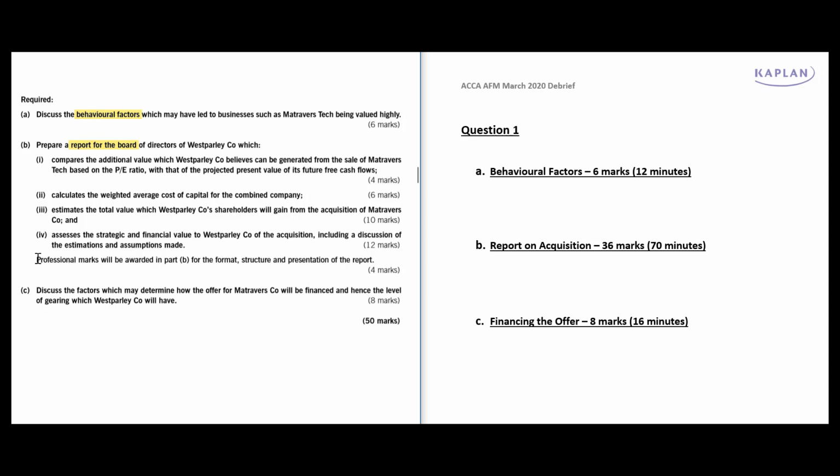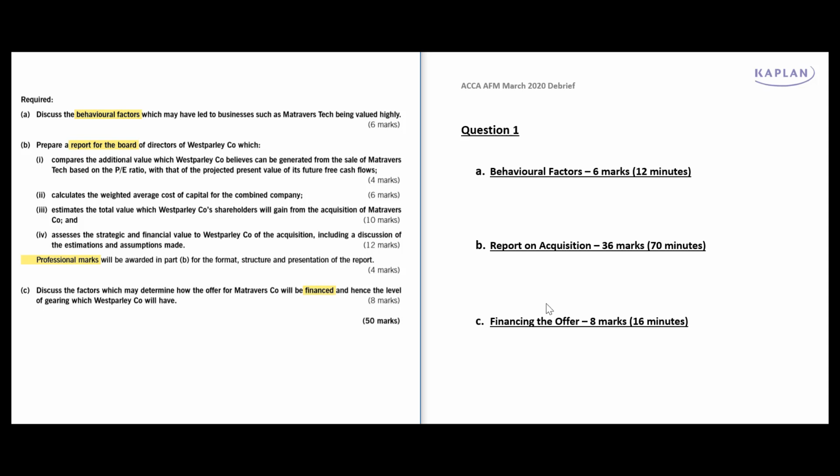And here are your professional marks. You've got those 4 professional marks, which as long as you stick to the title, introduction, report, appendix, conclusion type format, will be absolutely fine. And then at the end there we had these factors about how they were going to finance the offer, and talking about a little bit of gearing in there as well. That was the final bit in part C. So just to give you a few ideas about this question and how to structure it, a bit of technique, you need to go away and look at this question in detail and work through it and have a look at the suggested answers as well.